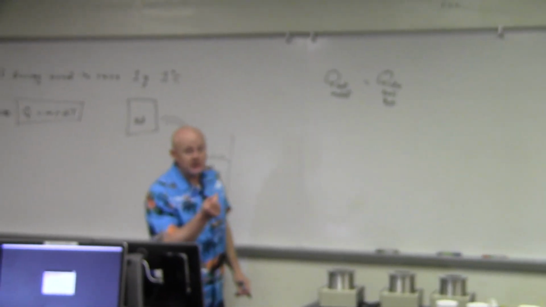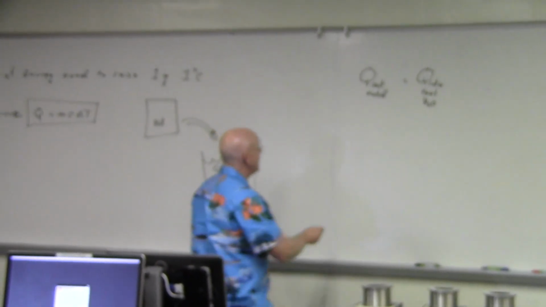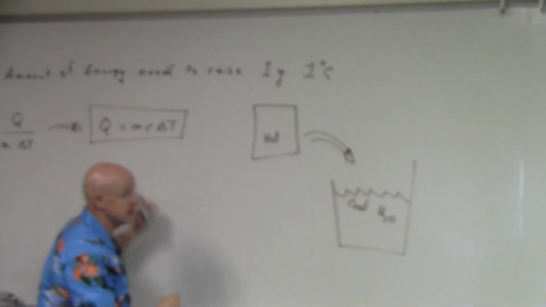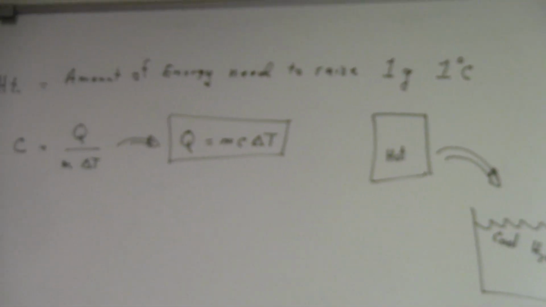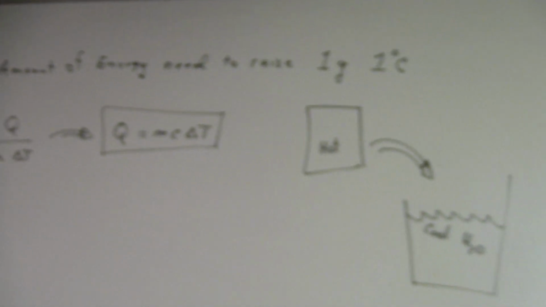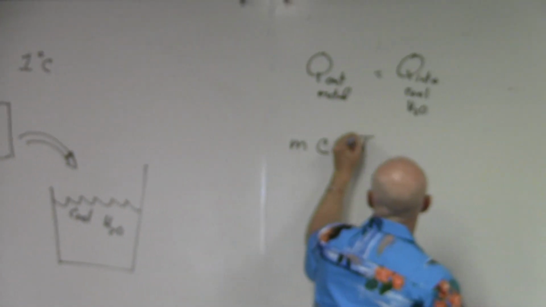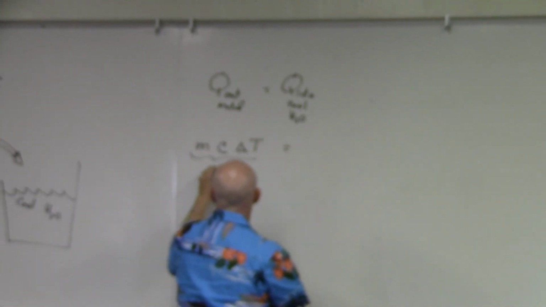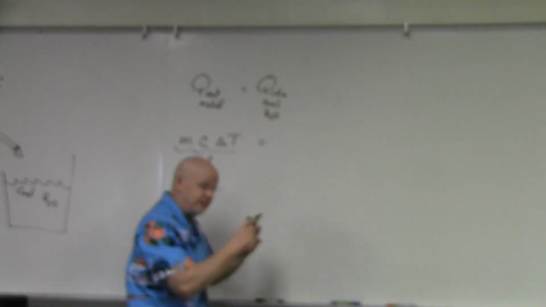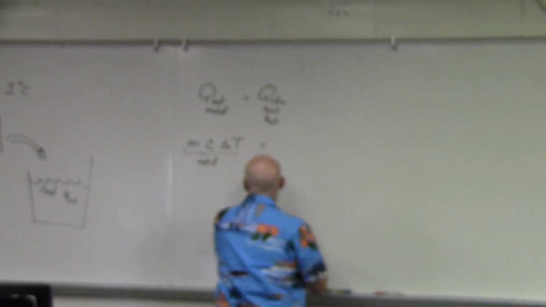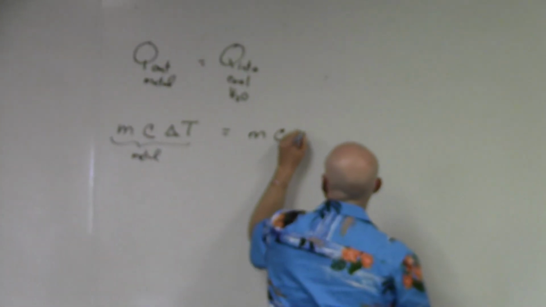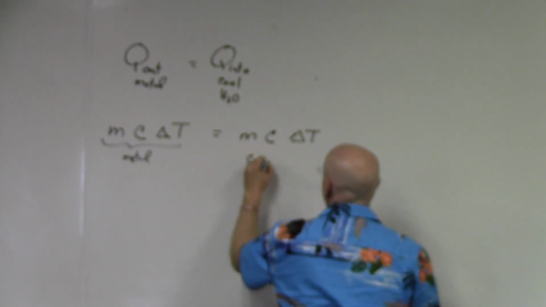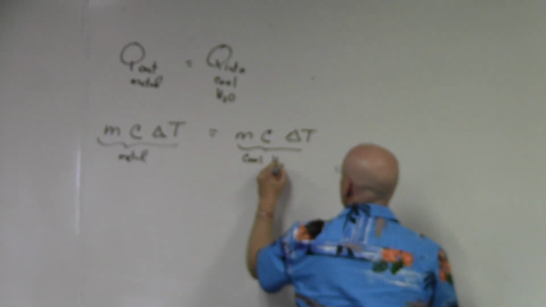So mathematically, it would look this way. If we're talking about the metal, and we come back to this equation, this would be MC delta T, and this would all be for the metal. That would have to equal the MC delta T for the cool water.